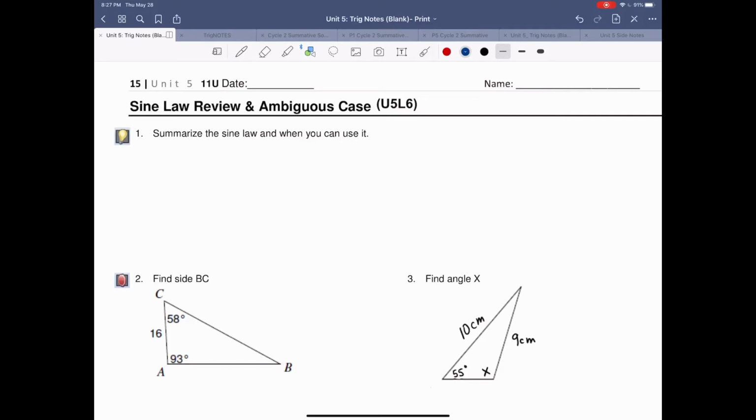Hello class, so Unit 5, Lesson 6, Sine Law Review and Ambiguous Case. Number 1 says to summarize the sine law and when you can use it. So you have probably seen this in grade 10. And for sine law, you can use this on any kind of triangle. So it can be a right angle triangle or it doesn't have to be a right angle triangle.